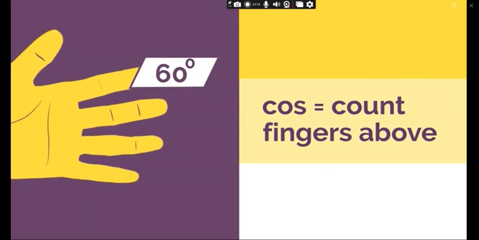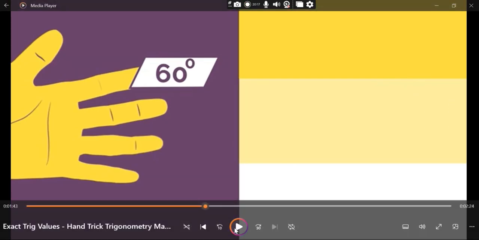For cos, you just count the fingers above instead of the ones below. I really want to know, in England, if they say cos. That's interesting. Okay, awesome. That is so cool. That's so fun.